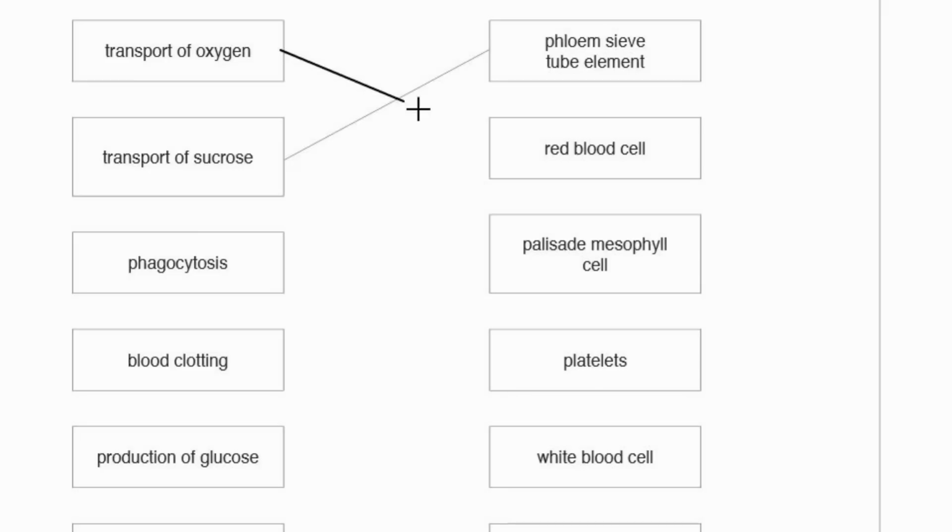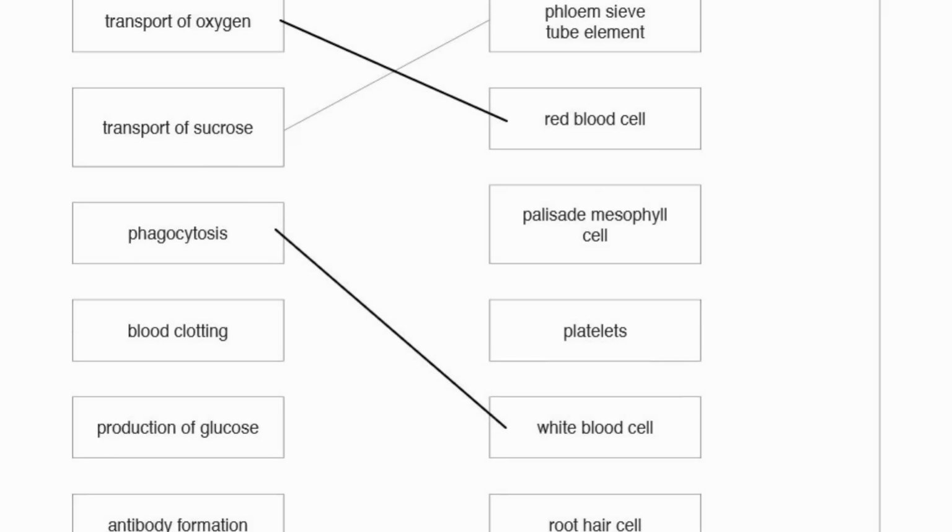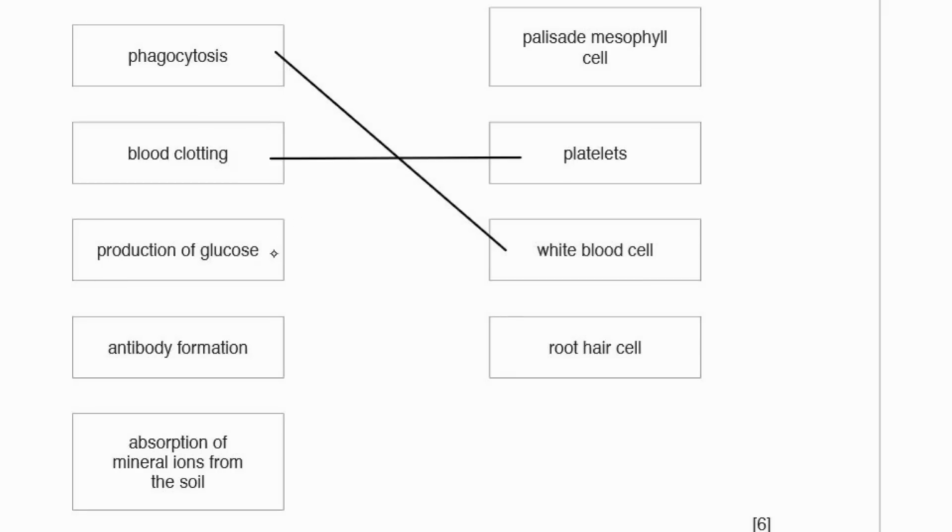Well, transport of oxygen is done by the red blood cell. Transport of sucrose, as it says, is the phloem sieve tube element. Phagocytosis is done by white blood cells. Okay, blood clotting. Now that is the responsibility of the platelets. Production of glucose is done by the palisade mesophyll cells in plants.